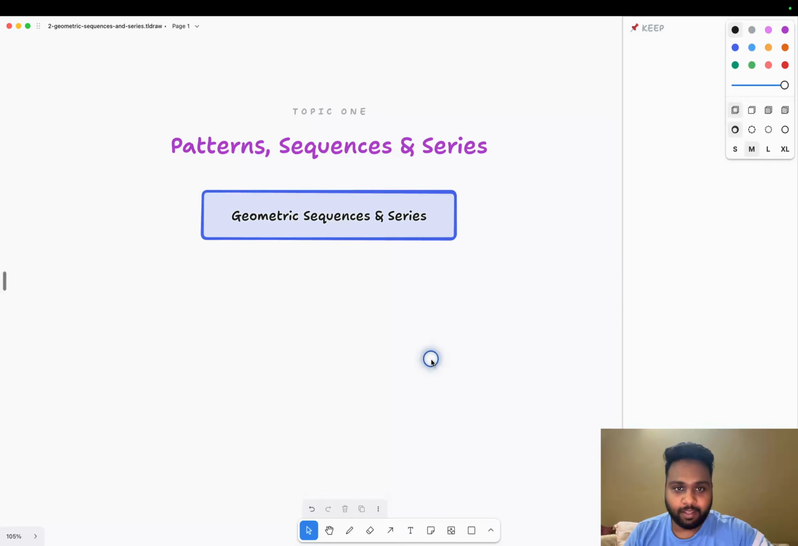So let's again start with the basics maybe. What is a sequence? A sequence is just a given list of numbers. And I'm going to explain what geometric means, how it is different from arithmetic sequences, what formulas we have, and how we go about solving the questions in our exams. So first we are going to start with geometric sequences.